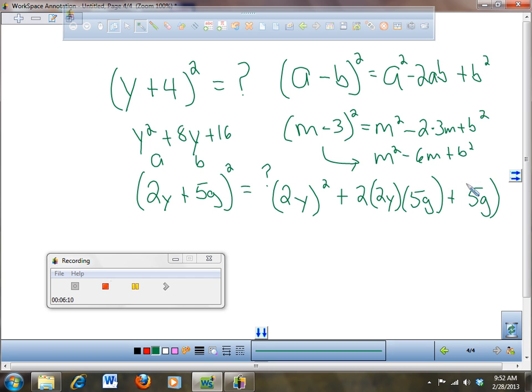5g squared. You'll see a couple like this in homework, and then they'll ask you to simplify. What's 2y squared?